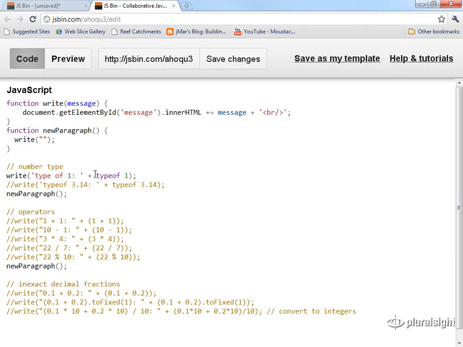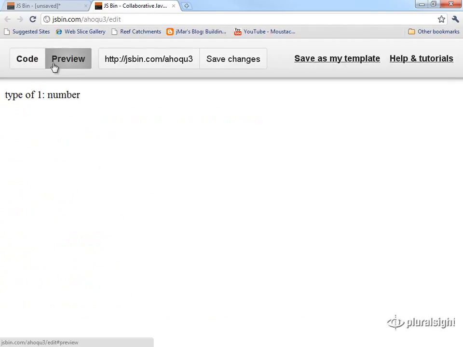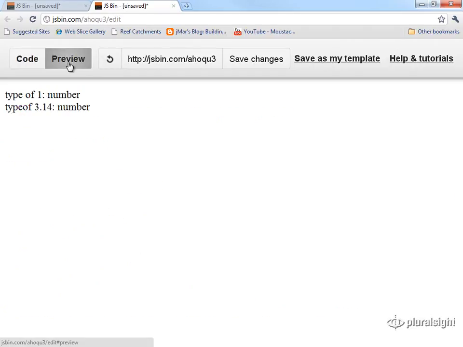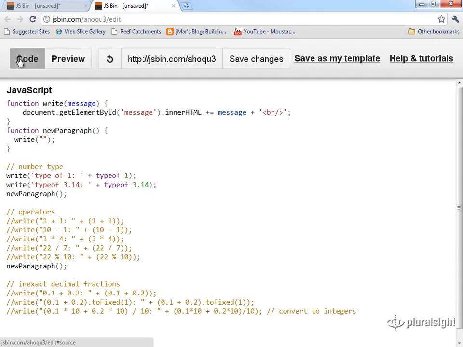So the first thing is we're going to take a look at the type of the integer value 1. We can see that the type of 1 is number. Next we'll have a look at the type of a decimal value, 3.14. And again we see the type is number. So that's just to demonstrate that there's just the one numerical type, and that is number, which is in fact a floating point data type.